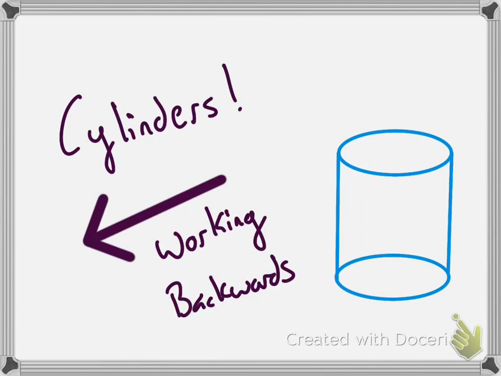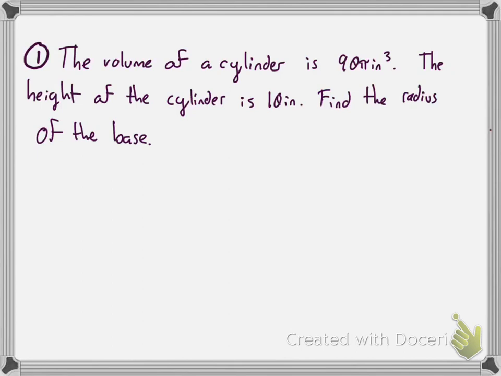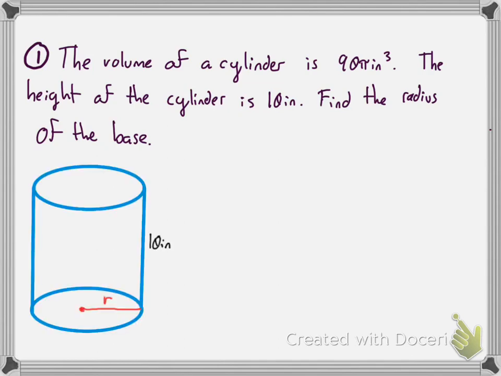So in the first example problem, we have the volume of a cylinder is 90 pi inches cubed. The height of the cylinder is 10 inches, and using that information, I'm going to be able to find the radius of the base. So I have my cylinder, the height's 10, and I just need to find my radius.